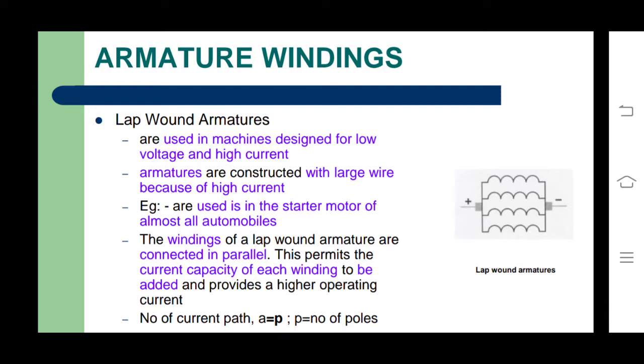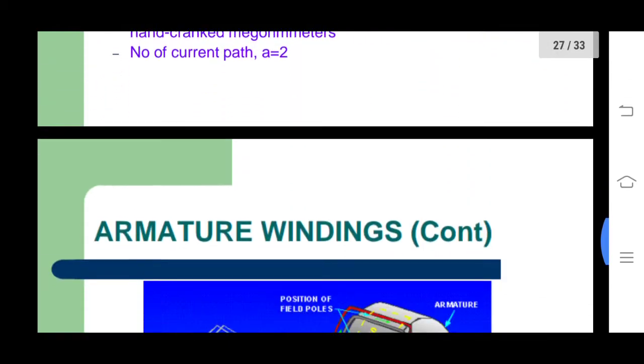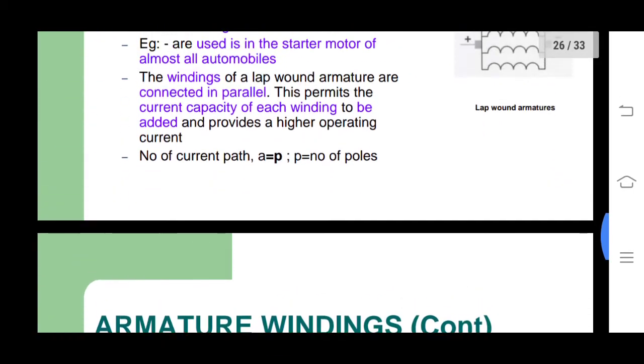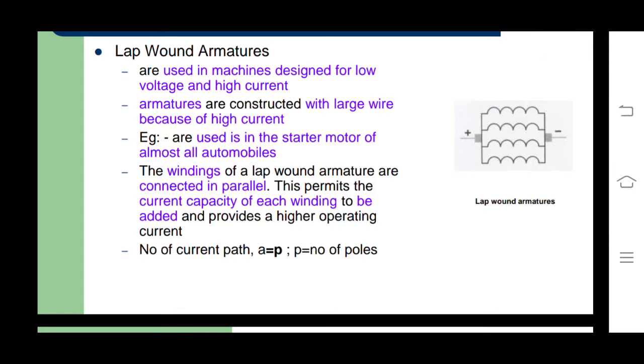Lap wound armature. And this is a wave wound armature. Lap wound armature windings are used for low voltage, high current applications. Armatures are constructed with a large wire because of the high current. Example: they are used in the starter motor of almost all automobiles.